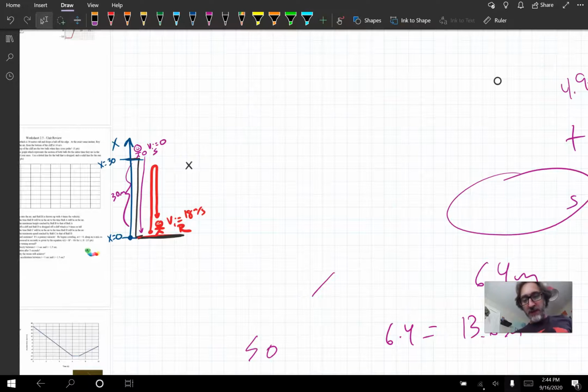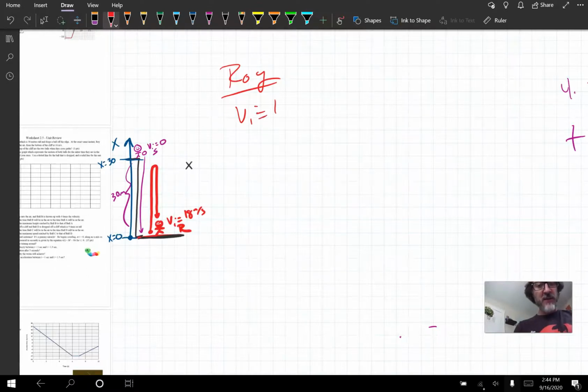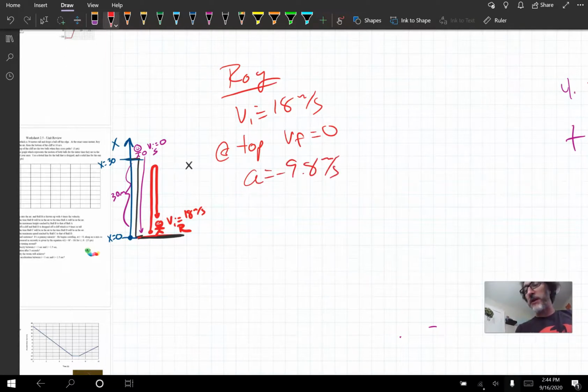Okay, so for Roy's ball, here's what we know. We know that the initial velocity is 18 meters a second. So let's figure out when it gets to the top. We know the acceleration is negative 9.8 meters per second squared.